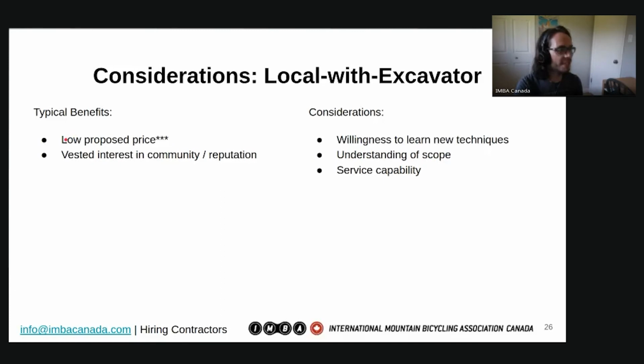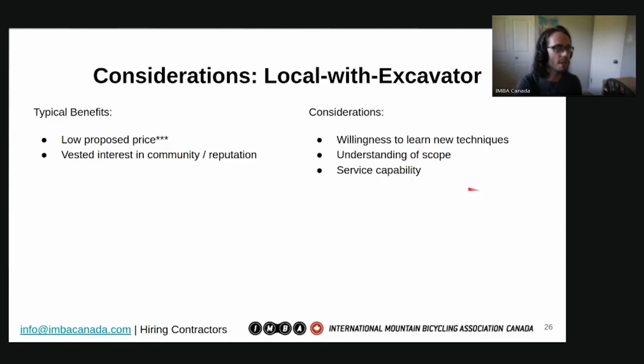Typical benefits, a low proposed price. Maybe that's because they don't understand all that goes into it, hence the triple asterisk. A vested interest in community reputation. I find that these types of bidders often just want to work locally. Maybe they're looking to branch out. So are they willing to learn new techniques? Do they understand the scope? Do they have the capacity to fully serve the statement of work?